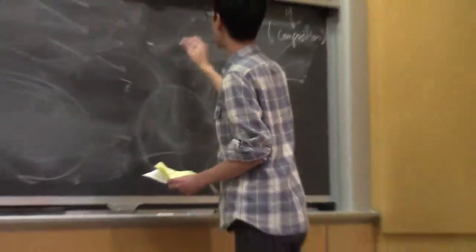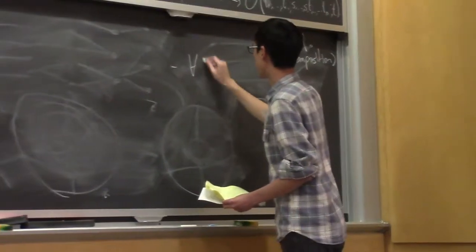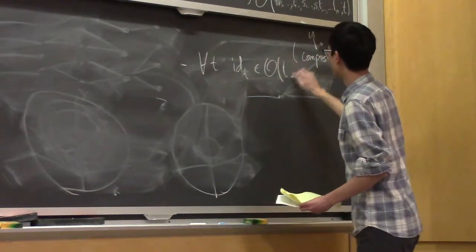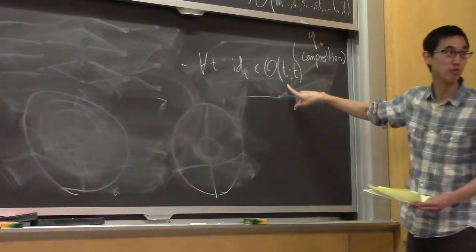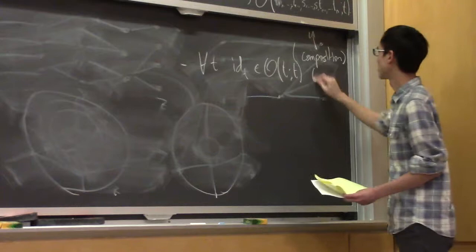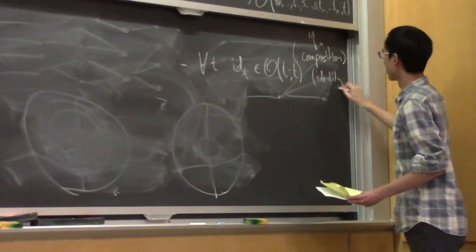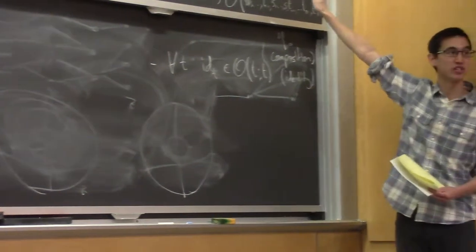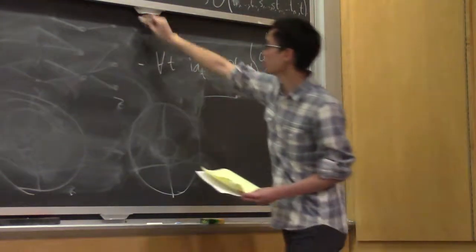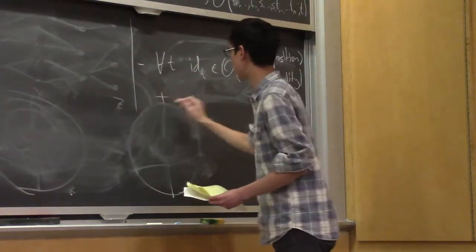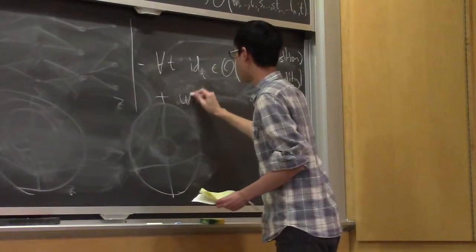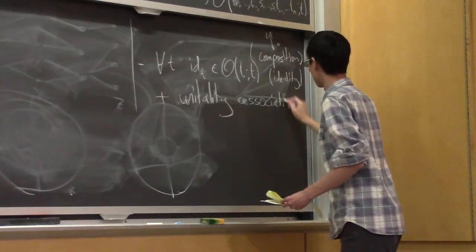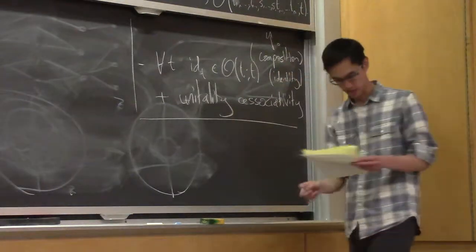And then lastly, we want identities. For every type t, we have a special element, the identity on t, in this set of morphisms with one input and one output. So this is identities. So just like a category with objects, morphisms, composition, and identity, but our notion of morphism is multi-input. And then we need unitality and associativity.